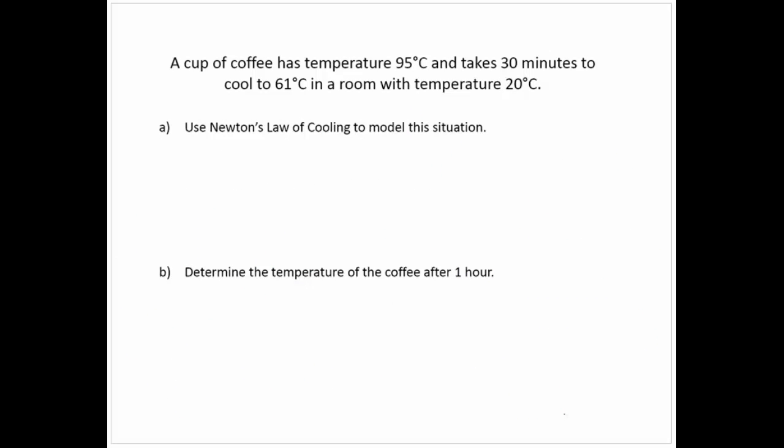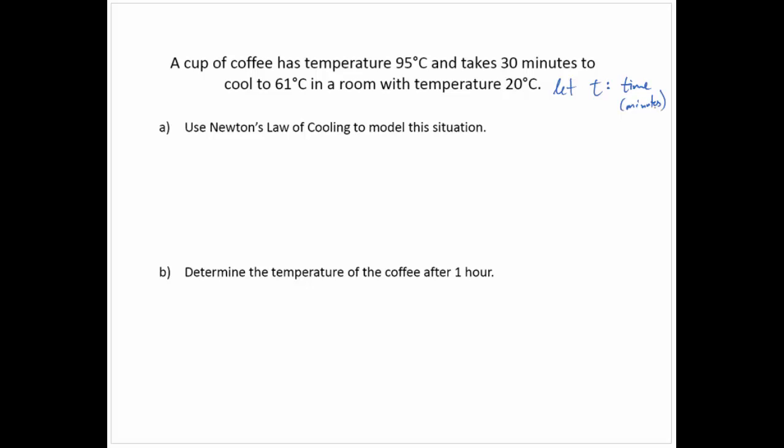So let's look at an example. We're told that a cup of coffee has temperature 95 degrees Celsius and takes 30 minutes to cool to 61 degrees Celsius in a room with temperature 20 degrees Celsius. All right, so let little t represent the time. Now, let's be careful. We could use minutes. We could use hours. I'm going to let t represent the time in minutes.